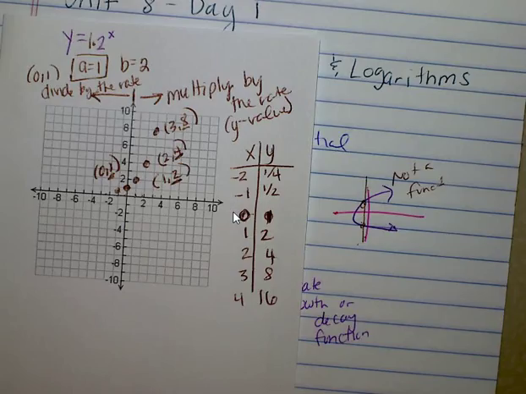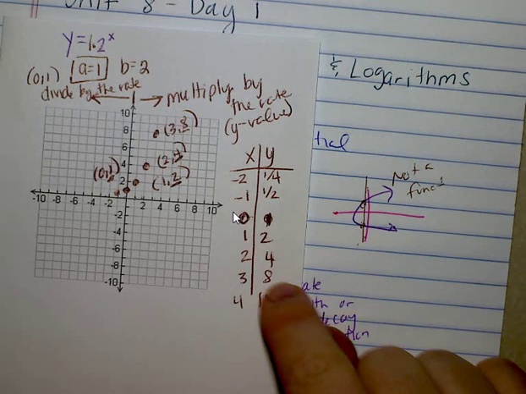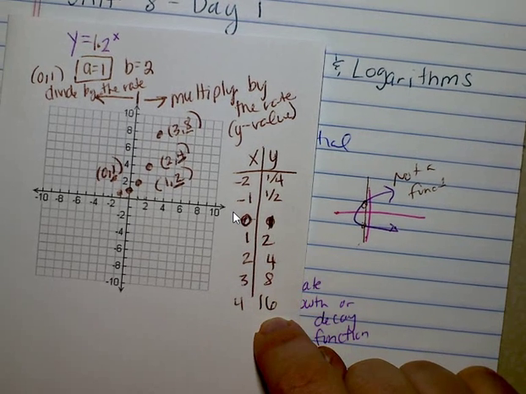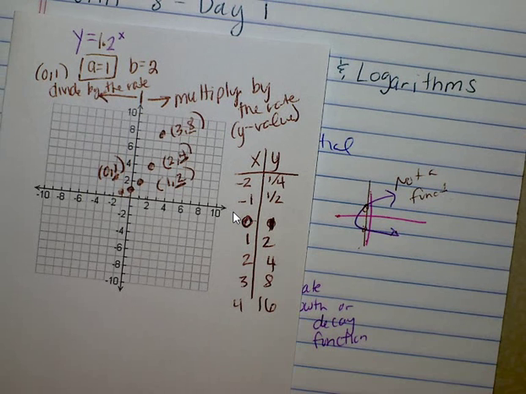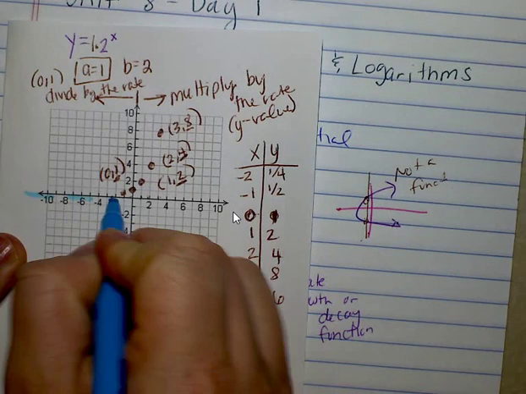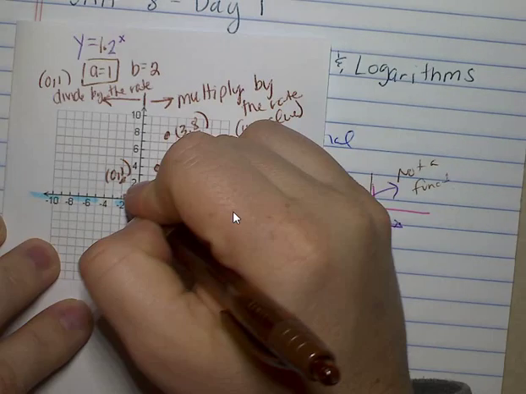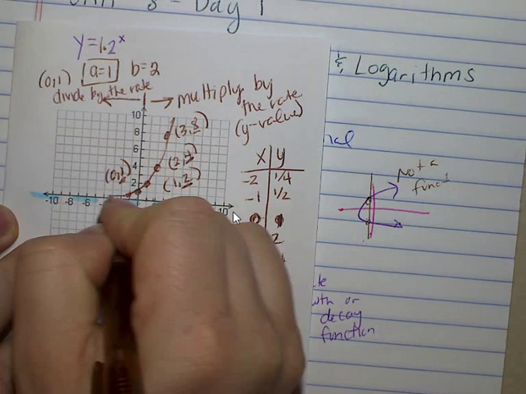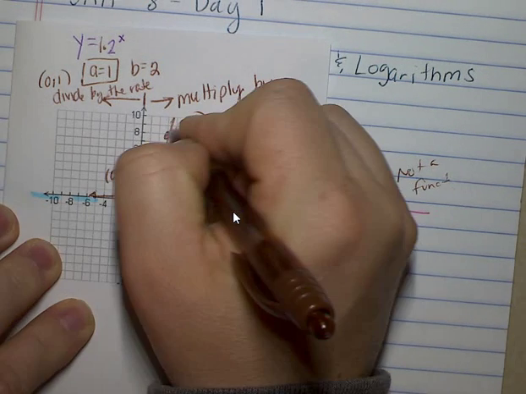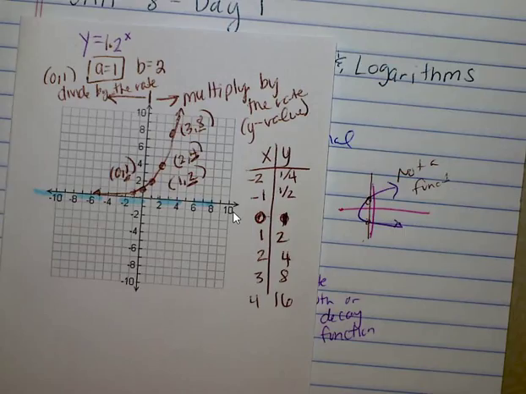Good. So it would be like 1/4, 1/8, 1/16, 1/32, 1/64. It's going to get closer and closer. It's going to be a smaller and smaller fraction and get closer and closer to this line, but it will never, ever turn into a negative value. So when I connect these, it looks like this. That is your basic exponential function. Is everybody okay with that?